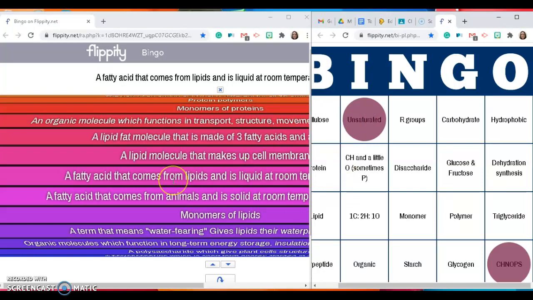So the purpose of this activity is for you to practice reviewing all of this vocab, and we will play some bingo in class too, but this is just so you can do some review on your own.